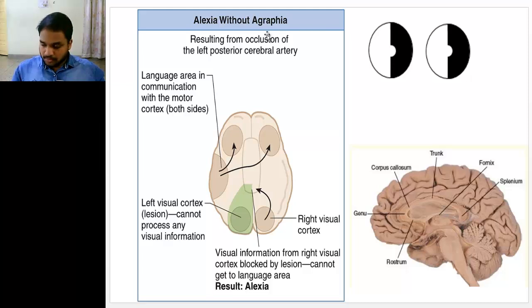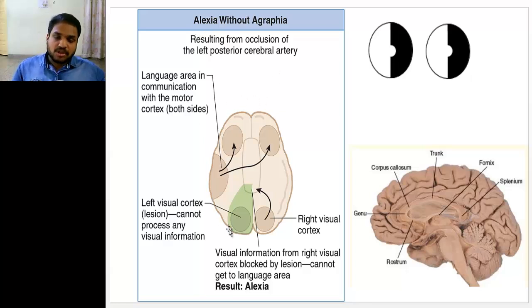That is, the patients will have alexia, that is, the patients would not be able to read at all, and often they might have a color anomia also, right? If you look carefully, they may have a color anomia, that is the inability to name the colors, but however they are able to write, that is alexia without agraphia, right? They are able to write but they are not able to read. So how does this happen?